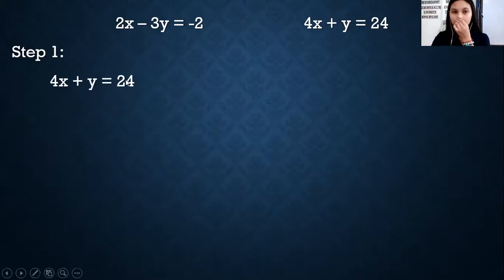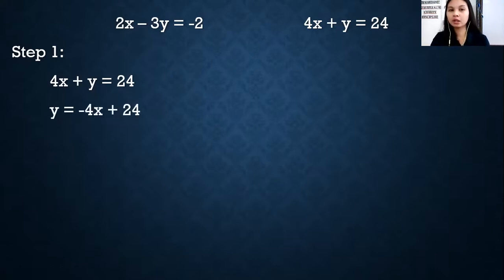So, we just need to, tatanggalan lang natin ng kasama si y sa left side. So, transpose 4x to the other side, it will become negative 4x. Ayan na siya. Ayan na yung step 1 natin. So, ibig sabihin, ang magiging temporary value of y natin is negative 4x plus 24. So, we can now proceed with our step 2.